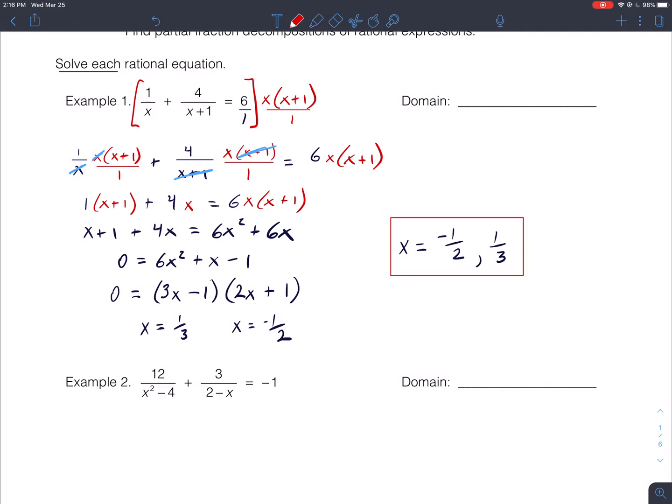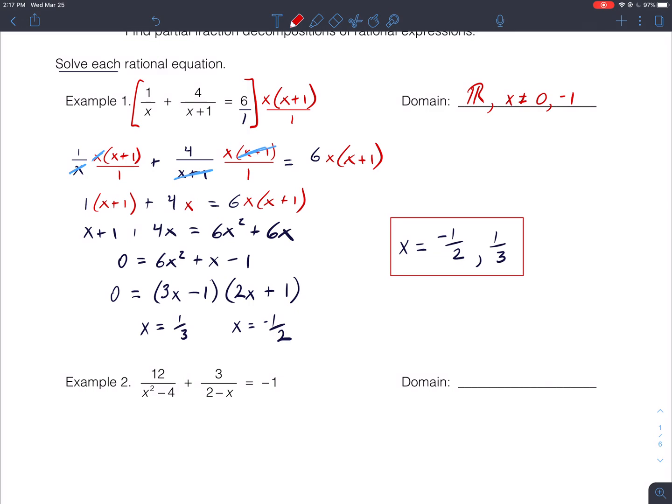If I go back to the original statement, this is my original expression. I really should be concerned about which values of x are allowed at all, which values of x could be plugged into this expression. And when we consider the denominators, we cannot let x be 0, and we cannot let x be negative 1. If x is 0, we've got division by 0 here. If x is negative 1, we've got division by 0 here. So our domain is all real numbers, but x cannot be 0 or negative 1.